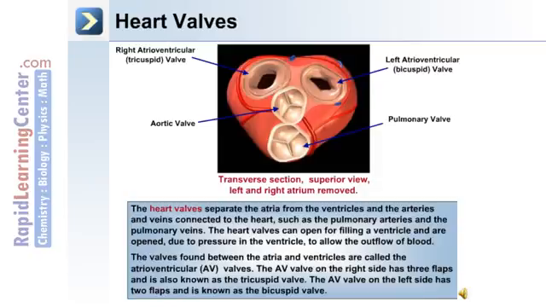The heart valves separate the atria from the ventricles and the arteries and veins connected to the heart, such as the pulmonary artery and the pulmonary veins. The heart valves can be opened for filling, and they're open due to pressure in the ventricle. These valves found between the atria and ventricles are known as atrioventricular valves or AV valves. The AV valve on the right is a tricuspid valve, and it has three flaps. The AV valve on the left is a bicuspid valve, and it has two flaps.